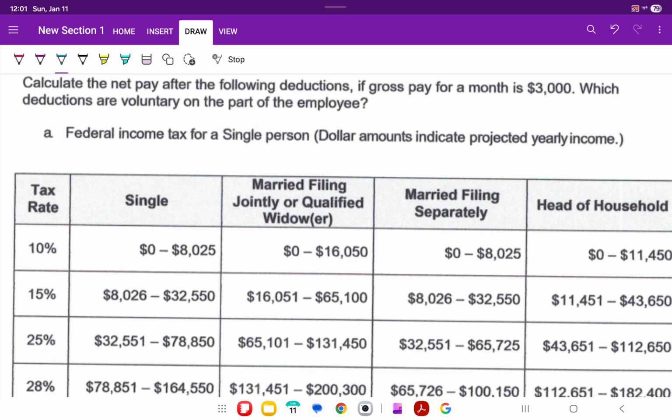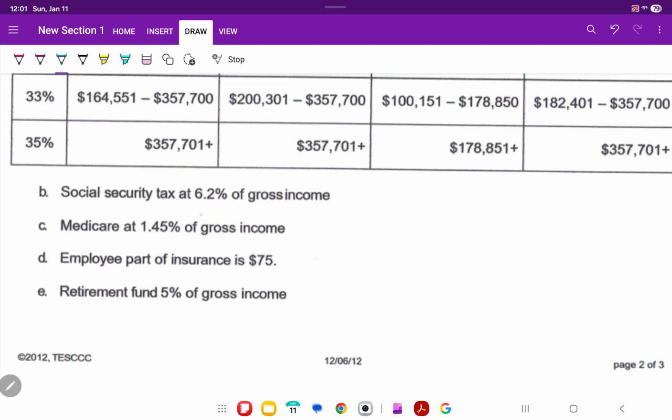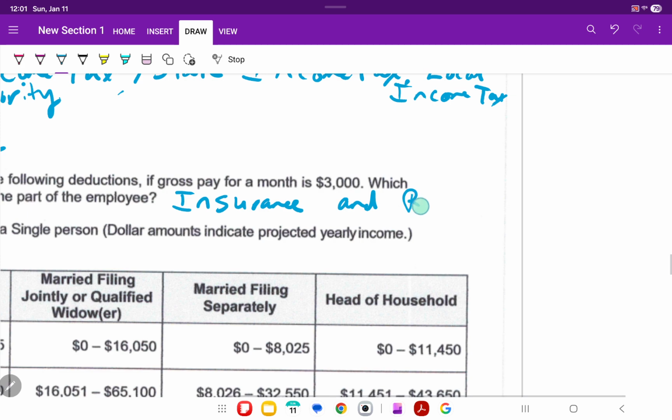Okay, so they have federal income tax. That's not voluntary. Social Security tax, not voluntary. Medicare, not voluntary. So they are volunteering to give some of their money as insurance, so 75, and the retirement fund. So they have insurance and retirement.